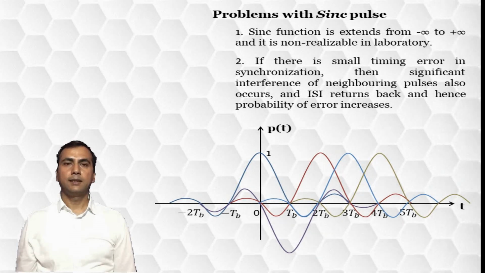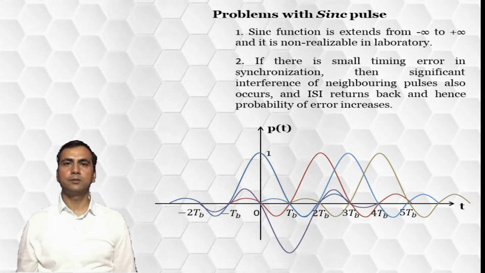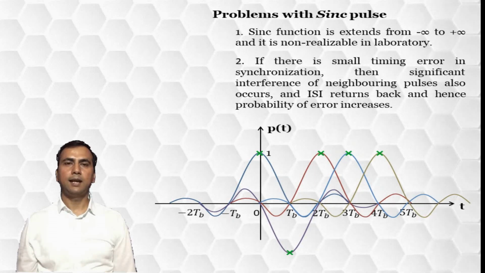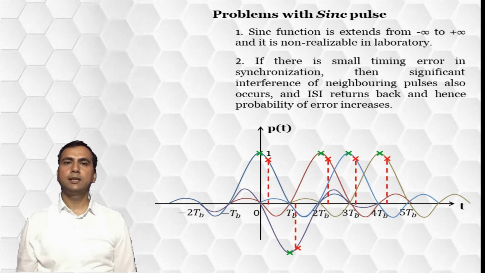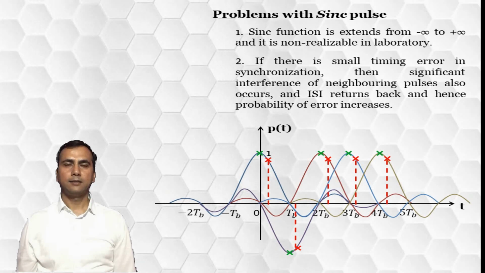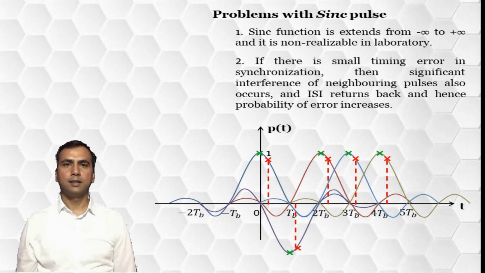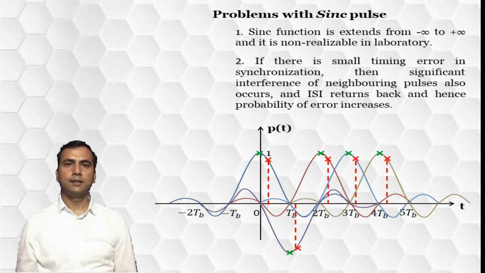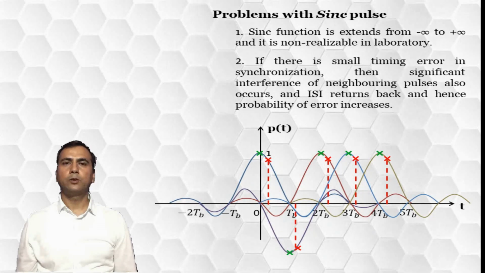You can see here that various pulses are transmitted. Again, we are taking the same example where we have transmitted 10111, and we have decision instants at t equal to 0, t equal to Tb, twice Tb, and so on. But suppose there is some timing error, then certainly these decision instants will shift, denoted by the red dots. And if you see, when the decision instant is slightly shifted, we also get interference from other pulses.